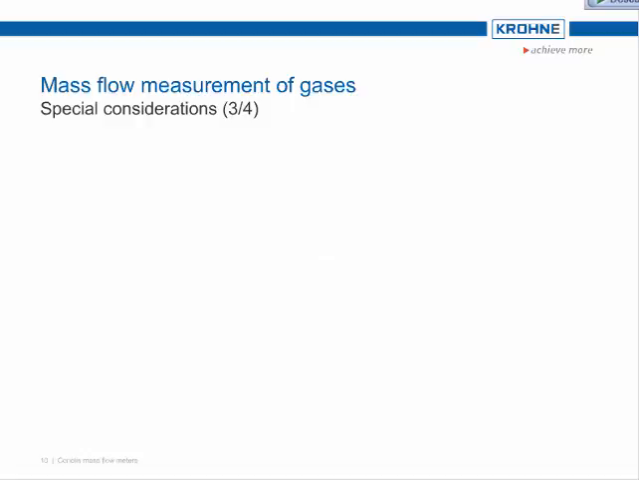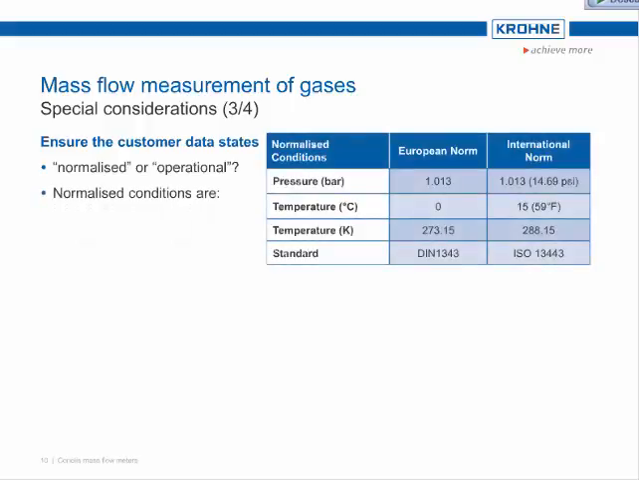When sizing for gas applications, ensure the customer data states the flow rate and density as normalized or operational. Normalized conditions are shown in the table. For Europe, this is referenced to 1.013 bar at 0 degrees Celsius, 273 Kelvin, DIN 1343. And for international norm, 1.013 bar at 15 degrees Celsius, 288 Kelvin, ISO 13443.